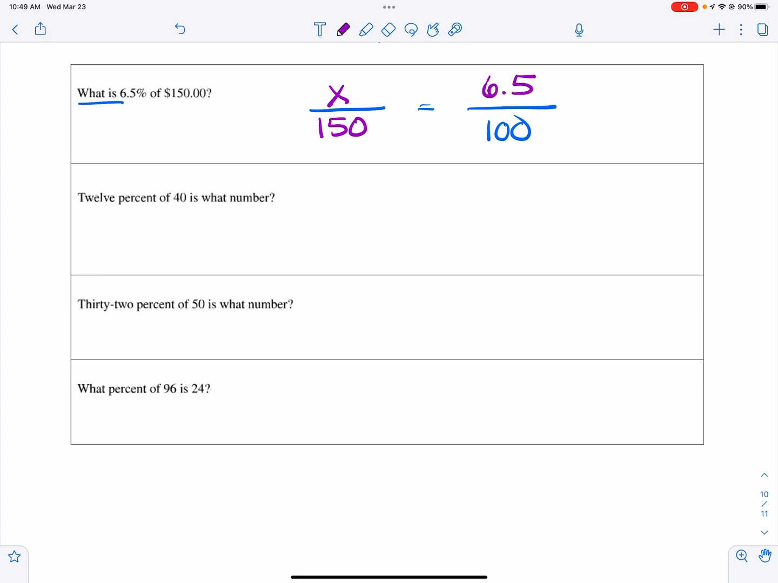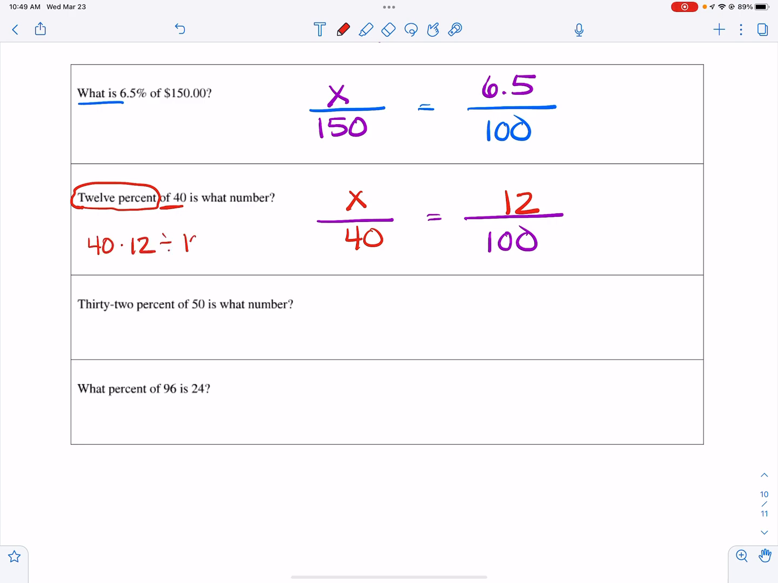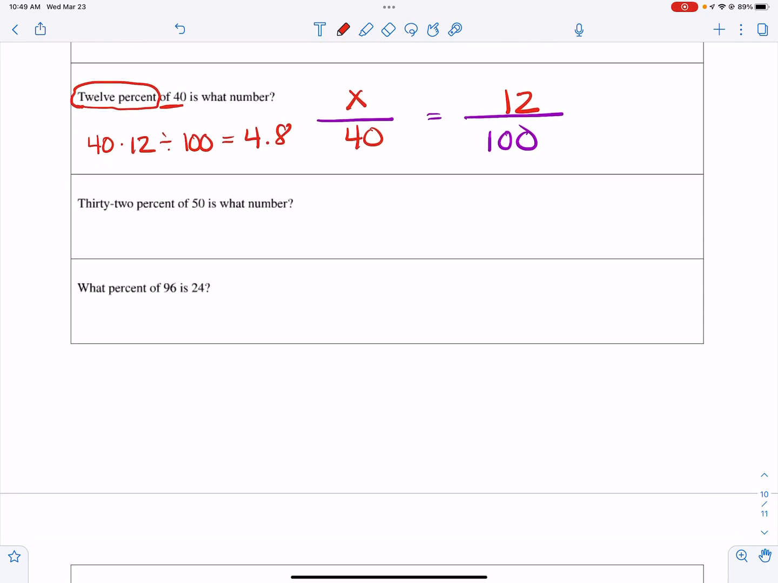So now, the next problems are very similar, but what happens is the wording is changed a little bit. It said what is in both of those last examples, but now it says 12% of 40 is what number? So blank equals blank over 100. 12%, that's going to go over the 100, of 40 is what number? So it's the same setup, it's just a different format of the wording. So 40 times 12 divided by 100 is equal to 4.8. And there's no money sign there, so that's just my answer, okay?